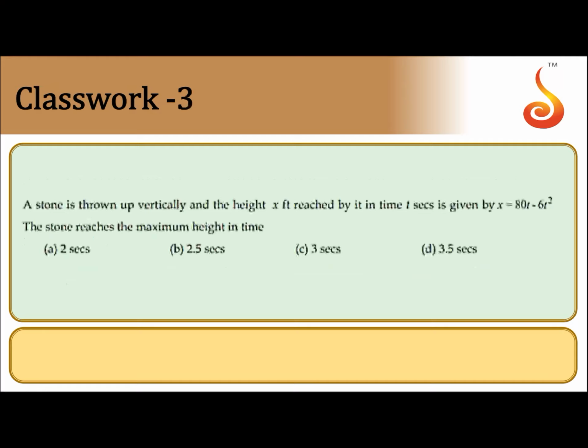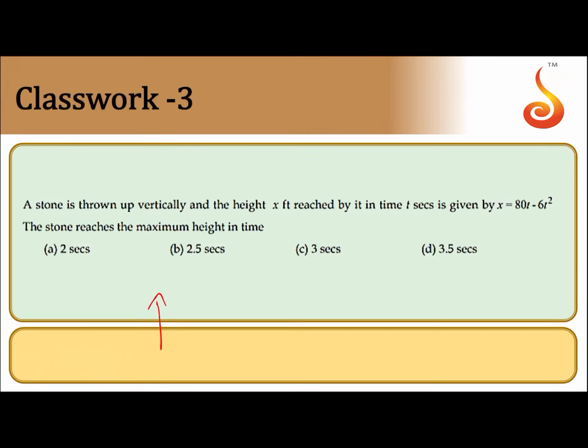Coming to the third one. A stone is thrown vertically, and the height x feet reached by it in time t seconds is given by the formula x = 80t - 6t². Question: the stone reaches the maximum height in what time?